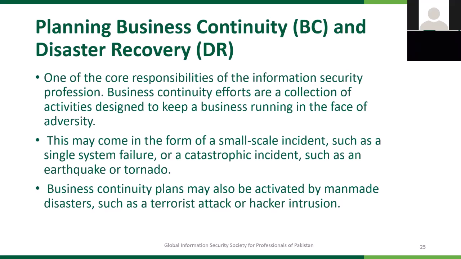So this may come from small scale incidents such as a single system failure or catastrophic incidents such as an earthquake or tornado. A business continuity plan may also be activated by man-made disasters such as a terrorist attack or hacker intrusion. So anything can happen. It could be a natural disaster or a man-made incident, and that will impact your business. Your business just stopped working. Imagine Amazon going down. They're going to lose business left and right if something happens to their data center. They need to have continuity so that business just continues as usual without any downtime, because I'm sure millions and millions of dollars of revenue will be lost in a day for Amazon if anything happens to them.